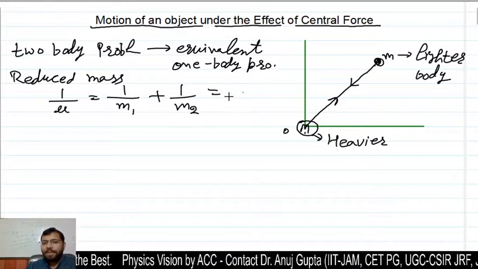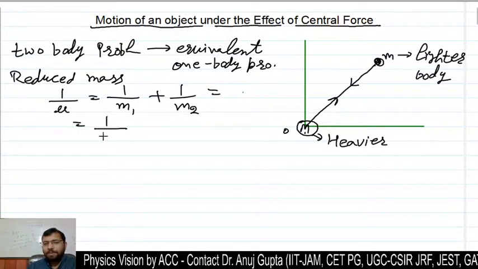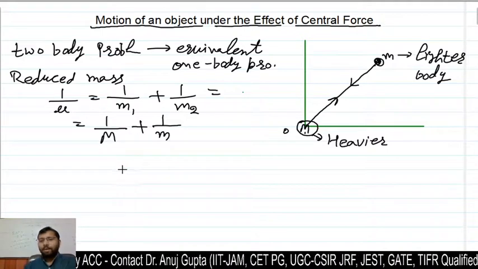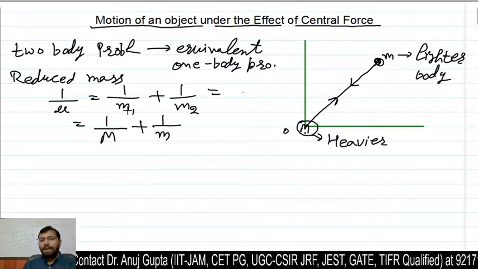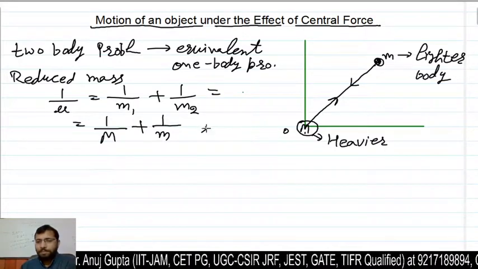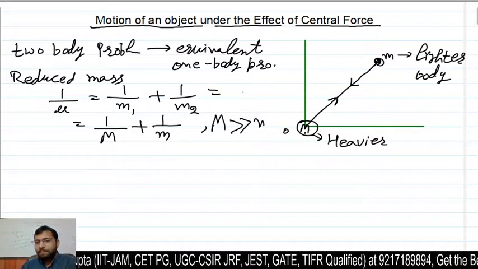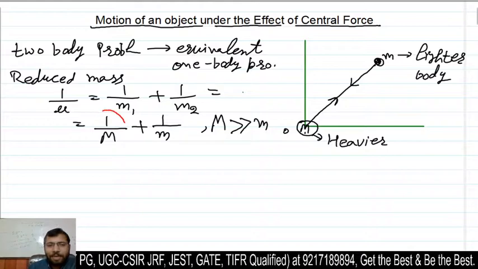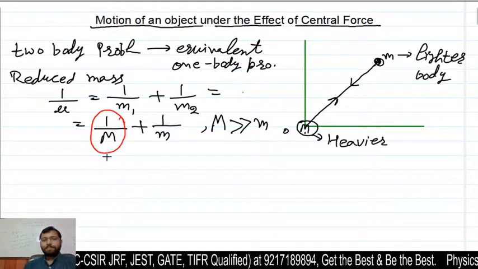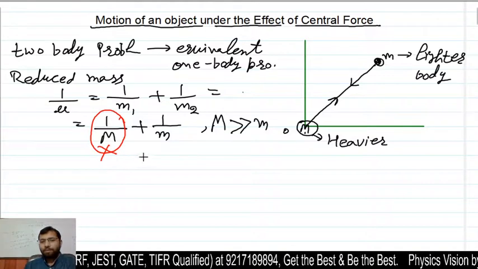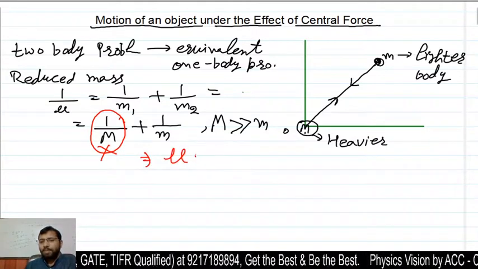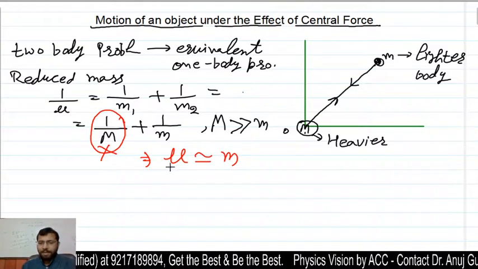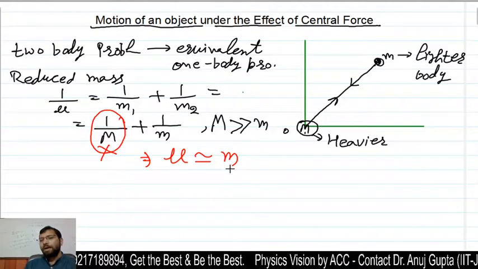Here it can be written as heavy body m1 mass plus small body lighter body m2 mass, where m2 is equal to small m and m1 is equal to capital M. Now since capital M is much greater than small m, ठीक है, तो हम क्या कर सकते हैं? We can easily ignore or neglect this term. Okay, this is neglected. So what we get? We get mu is approximately equal to small m. ये हमने पहले भी पढ़ा है. That reduced mass becomes equal to the lighter body.